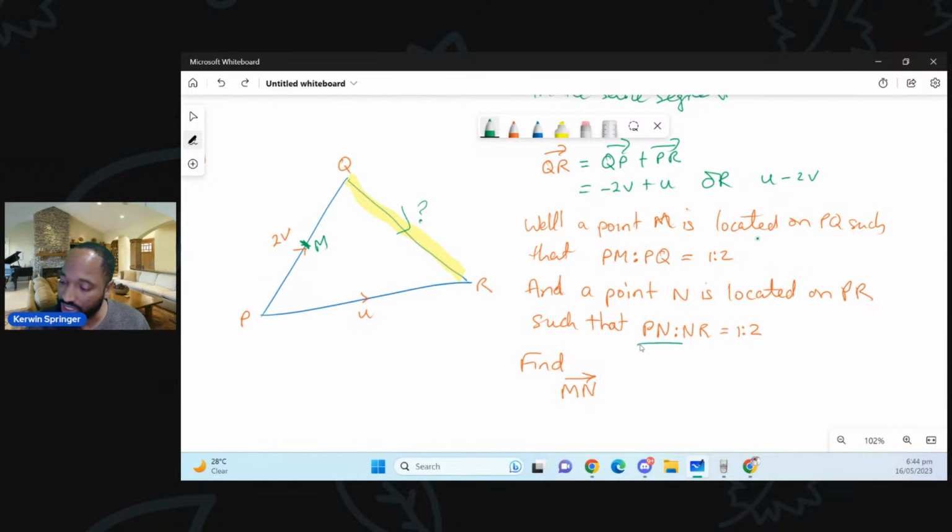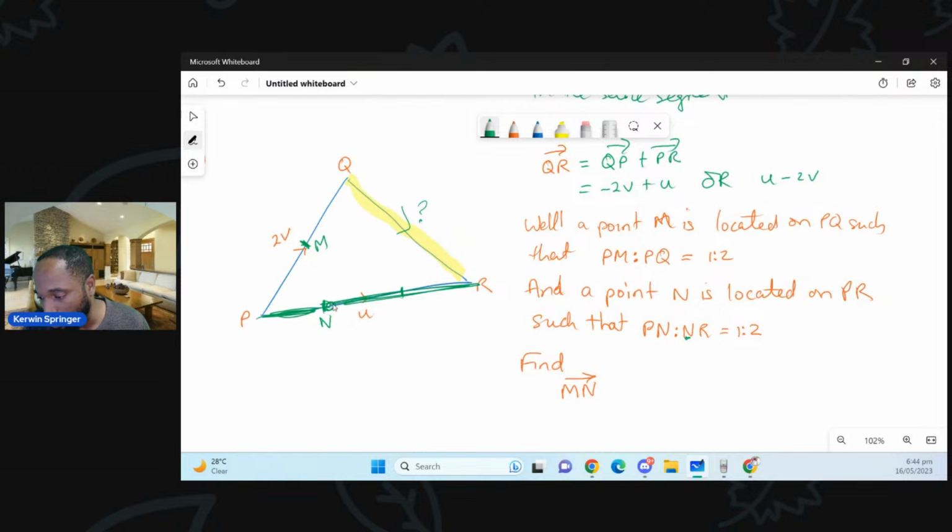Now this one is written differently. N is not a midpoint. This one is saying P to N. Let's put N where it should be, which is here. P to N, N is there.